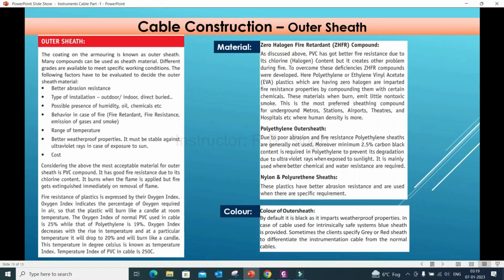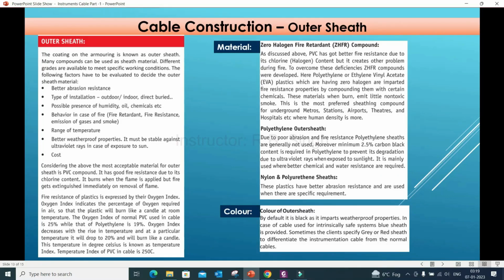So its material is very important with respect to environmental conditions. There are a few materials which can be used as outer sheath, like zero halogen fire retardant cables, and polyethylene outer sheath, nylon polyethylene sheath. These types of material can be used for specific conditions.